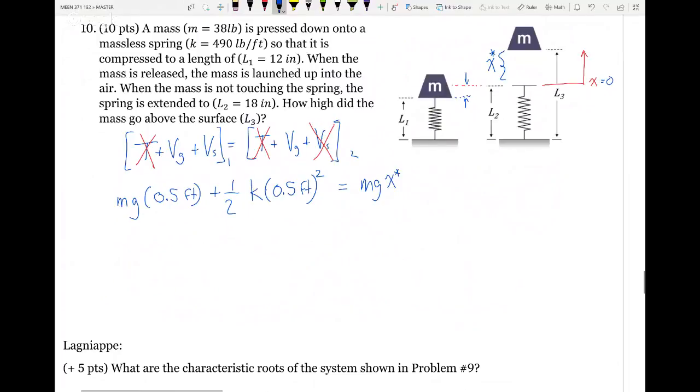So I'm going to take a little bit of a shortcut. So this is a mass, and then this is gravity, 32.2. We know what that is. But I'm going to say that this term, the 38-pound mass times gravity, since we're on Earth, this is 38-pound force. It's magic, but that's the way that works. 38-pound force times 0.5 feet plus 1/2. We're going to now throw in our K, 490 pounds force per foot times 0.5 feet squared.